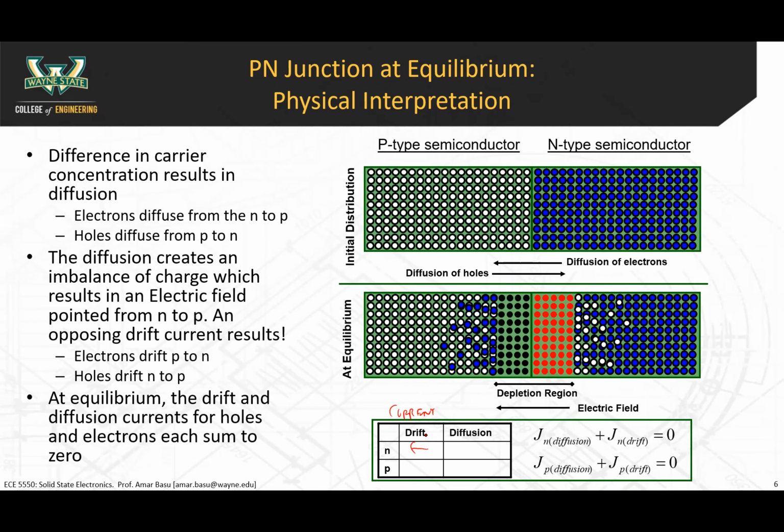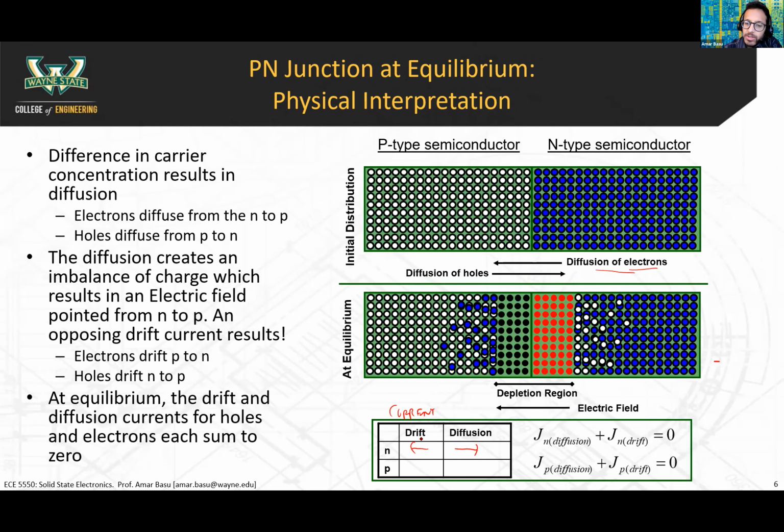Would it be left to right? Yep, you got it. So you can see from up here that the flux of the electron diffusion is right to left. So they're going from the N side to the P side. So the corresponding current is left to right. And what you notice here is interesting, right?